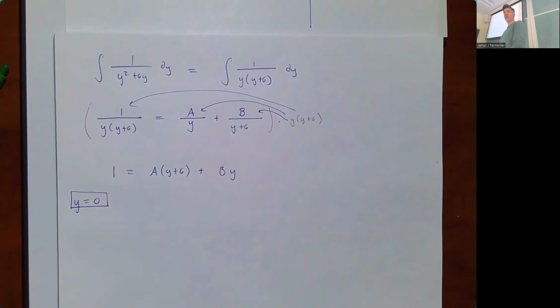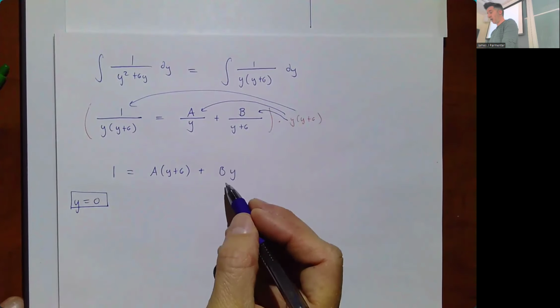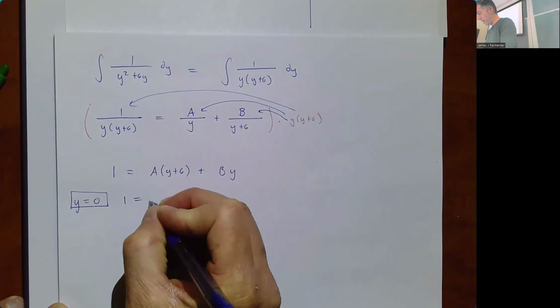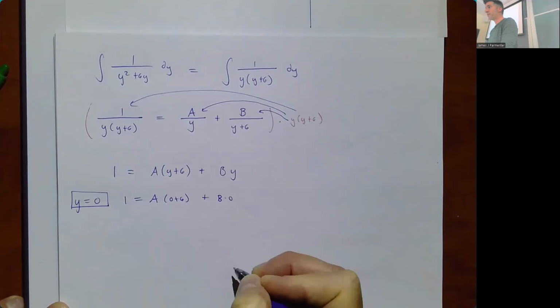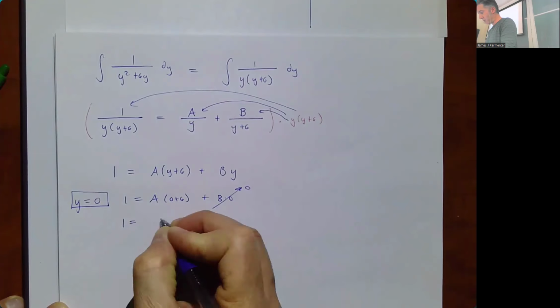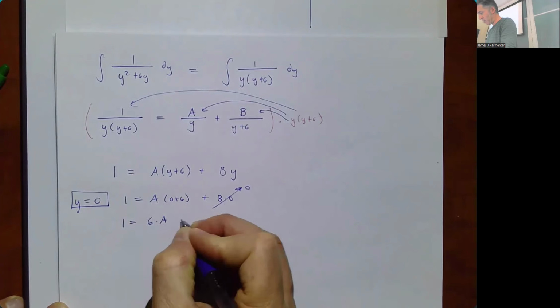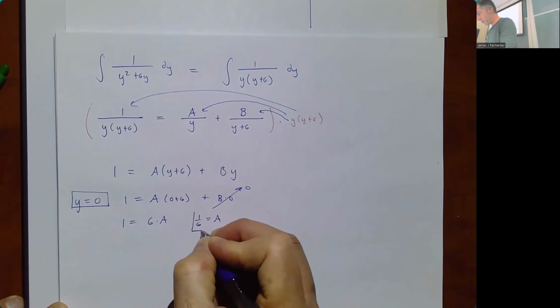Why am I picking y equal to 0? Because if I pick y equal to 0, this term goes away. And then you get 1 equal to a times 0 plus 6 plus b times 0. But anything times 0 is 0. So I get 1 equal to 6 times a, which means a is equal to 1/6. Great.